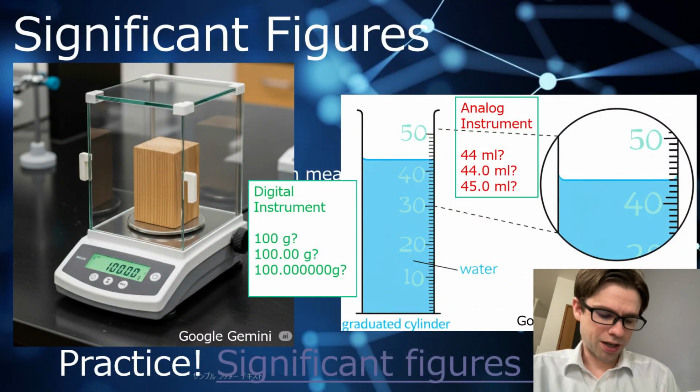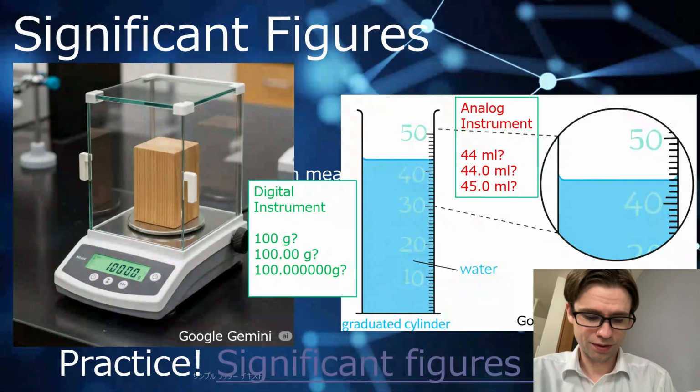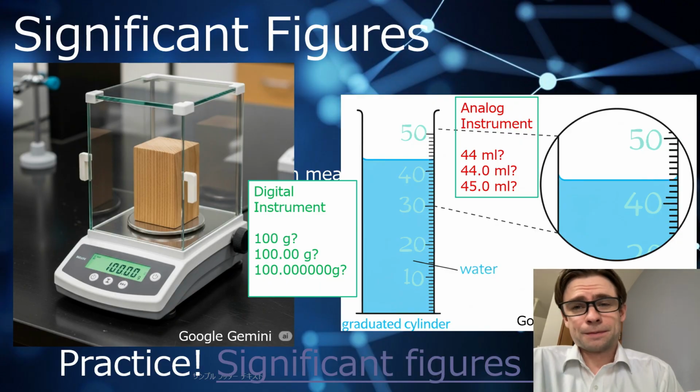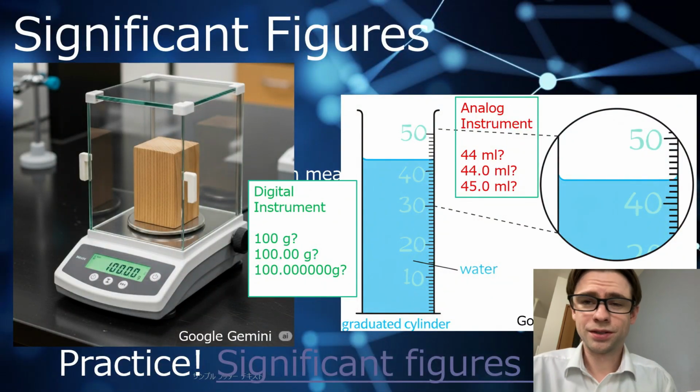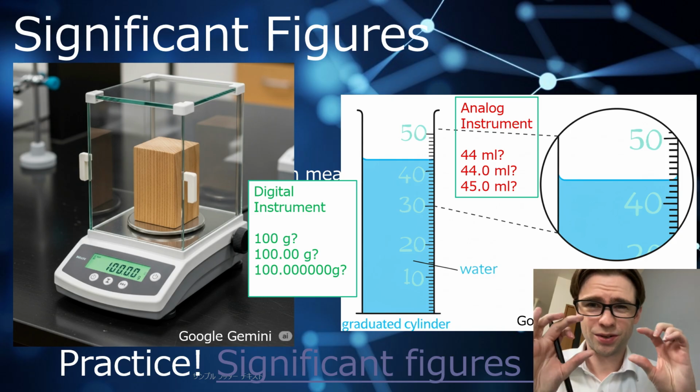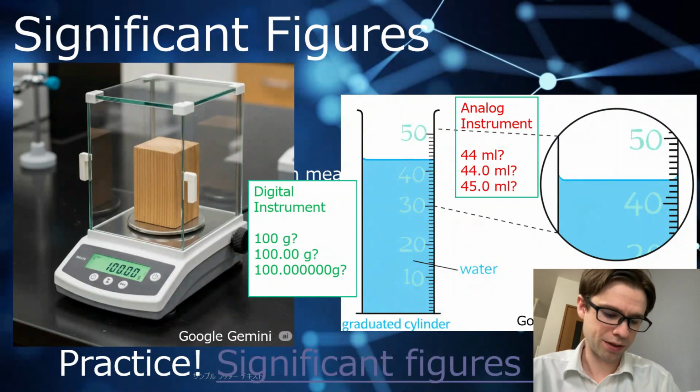So digital instrument here, we have an analytical balance, it looks like. And if you look closely there, it says 100.00 grams. So when you go to record this in your notebook, what are you going to write? You're going to write 100 grams, or 100.00, or 100.000000. Well, this one I think should be fairly obvious, and it is a rule that you can basically write the exact number that a digital instrument spits out on its display. Okay, so you can write this block is 100.00 grams.